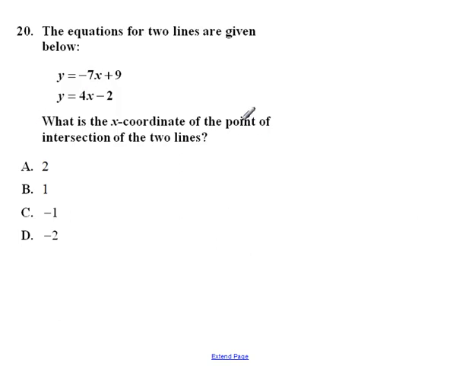Alright, number 20. Want to find the x-coordinate of our given equation. So there's going to be a few of these systems questions now. This one's going to be our easier one because we can just take this stuff and plug it in here for y. It says y equals this, y equals that. So we're going to put those two things equal to each other. 4x minus 2 equals negative 7x plus 9.